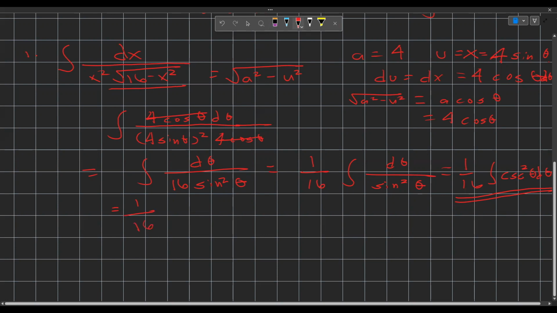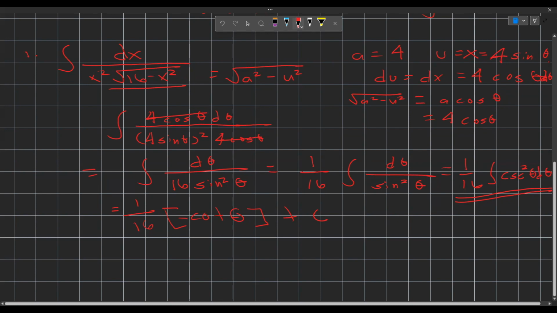16 times cotangent or negative cotangent theta. Now for this one, this won't be our final answer, since in our original function, the variable is equal to x. Therefore, our final answer should also be equal to x, or represent x as our variable.